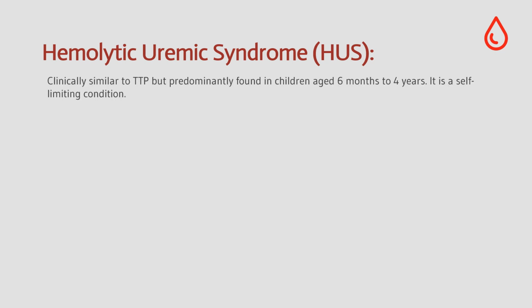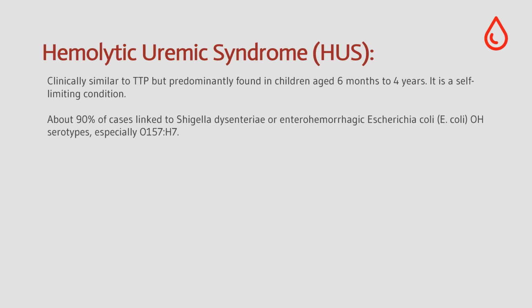Clinically similar to TTP but predominantly found in children aged 6 months to 4 years. It is a self-limiting condition. About 90% of cases are linked to Shigella dysentery or enterohemorrhagic Escherichia coli, E. coli O-H serotypes, especially O157:H7. These organisms can often be cultured from stool samples.